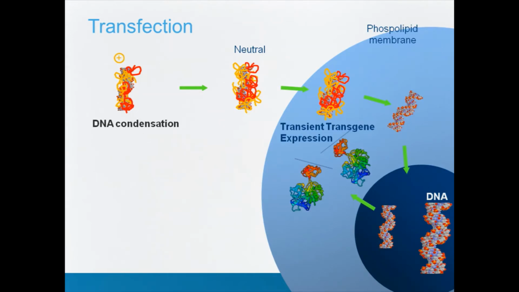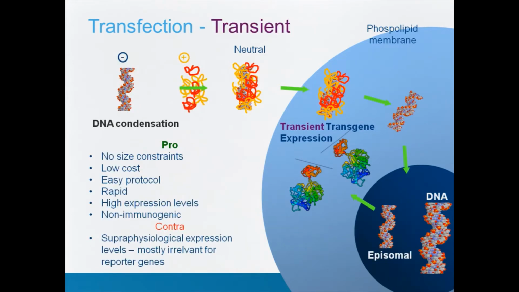You will either get transient transgene expression from episomal DNA, or, in a small fraction of the cells in which you were able to introduce this DNA, you can get integration, and this will lead to stable gene expression. Now, if you look at the pros and cons of this approach, there's no size constraint. It is very low cost, easy to do, and rapid. You get the results by the next day. Just give it 24 hours to transcribe and translate. You get very high expression levels with transient transfection, and it's non-immunogenic.